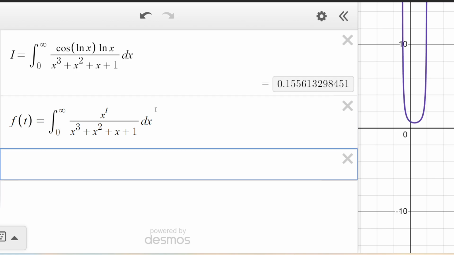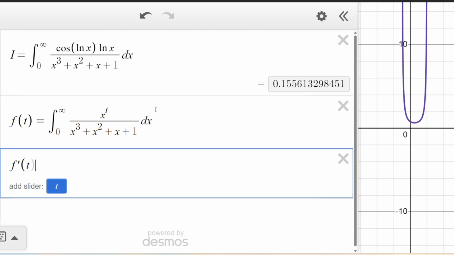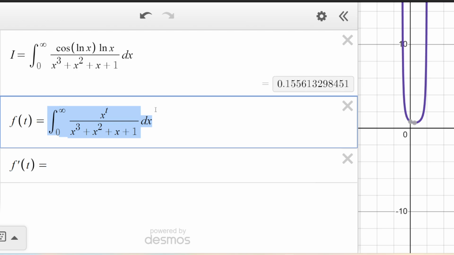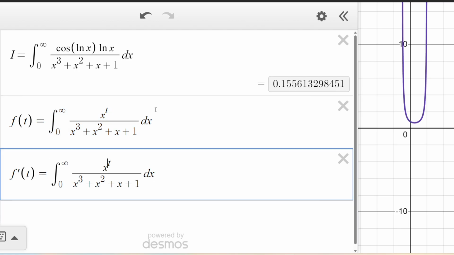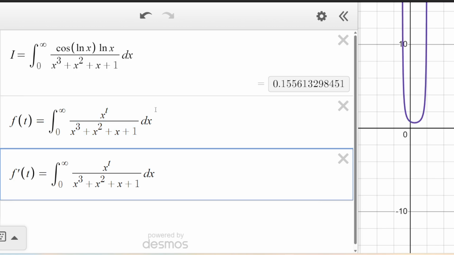Let's evaluate f prime of t, which is going to be equal to the derivative with respect to t of f of t. And we can use the Leibniz rule for differentiation under the integral sign to take the derivative of f of t directly by taking the partial with respect to t of the integrand. So we just get natural log x. All right, that's looking somewhat closer to our original integral I now.